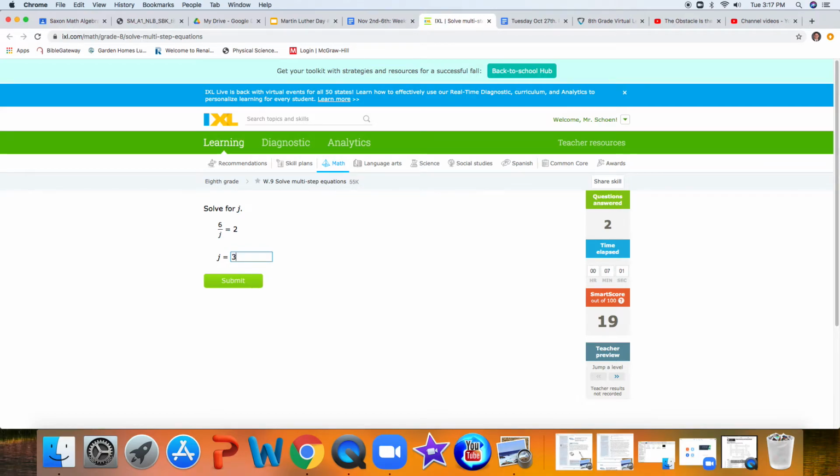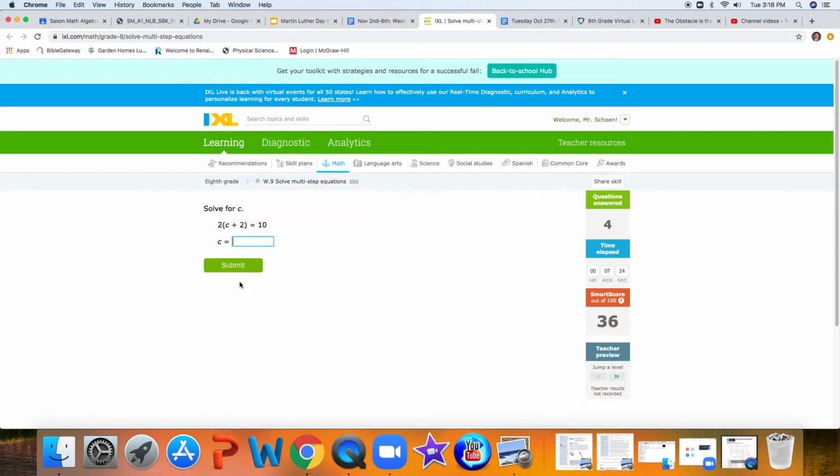but how would I actually get to that answer? In this case, it says 6 divided by j. To do the opposite of that would be to put 6 divided by 2, and 6 divided by 2 is 3. Here you've got 6 divided by v equals 2. The same answer is going to be provided here. 6 divided by 3 equals 2.